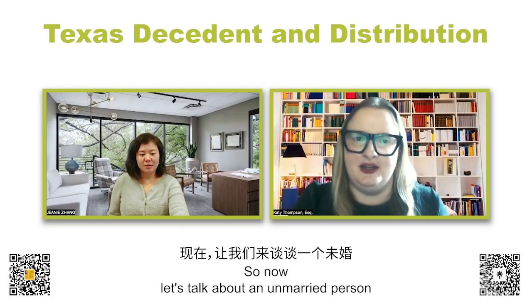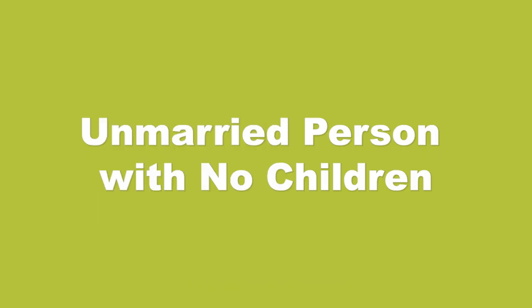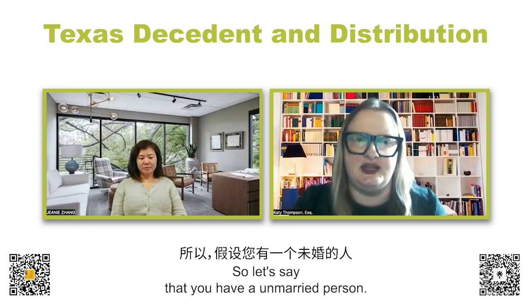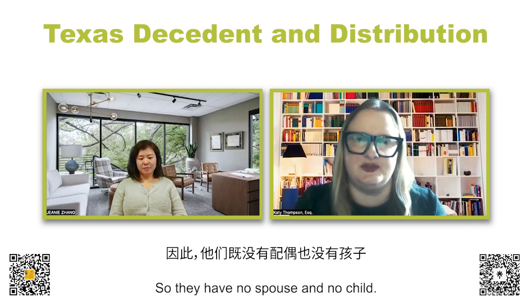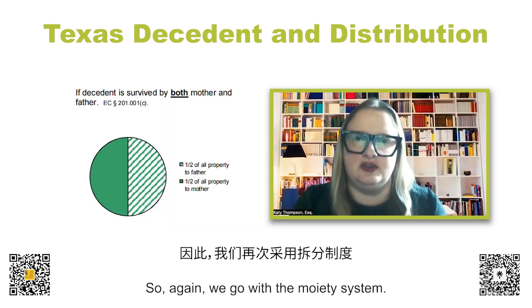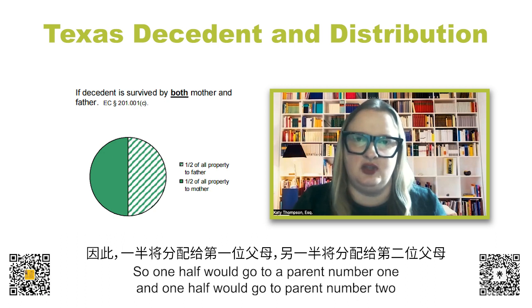Now let's talk about an unmarried person with no child or descendant. So let's say that you have an unmarried person who does not have children as well. They have no spouse and no child. So again, we go with the moiety system. And if we can't go down because there's no children, we go up. So one half would go to parent number one, one half would go to parent number two.